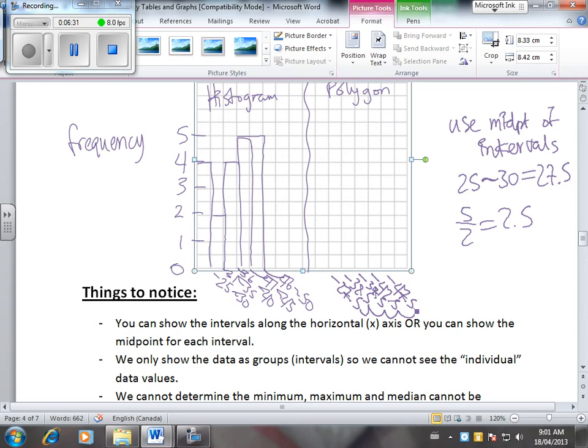is 5. So in this interval we had 4, so I put a dot there. In this one we had 2. In the next one we had 4, and then the last two we had 5. And so you would draw your polygon like that by connecting the dots in order.